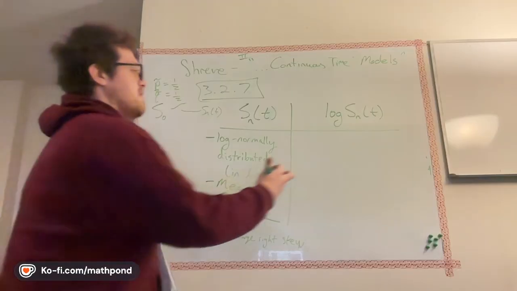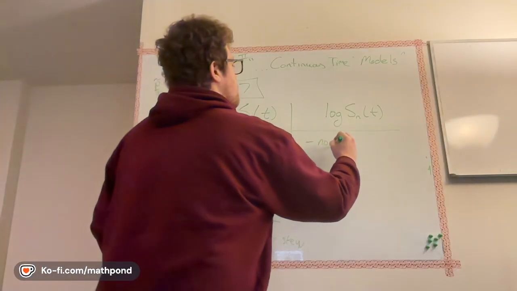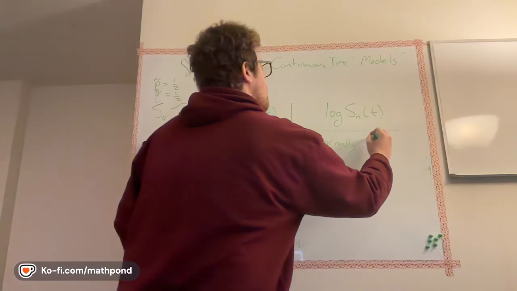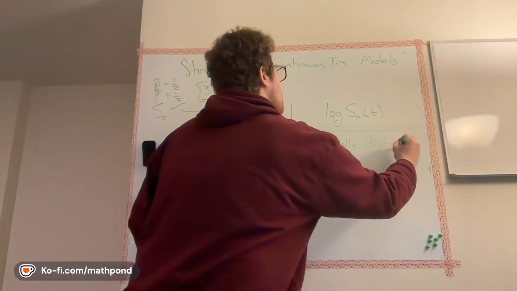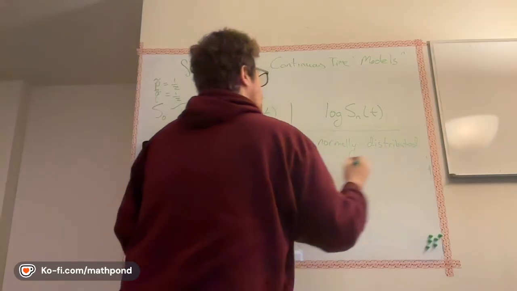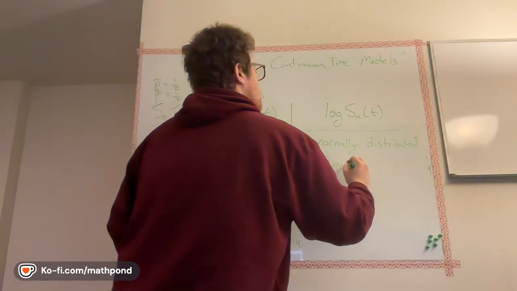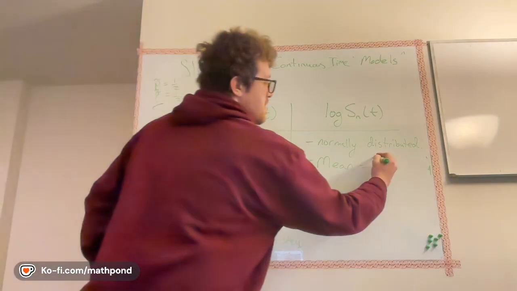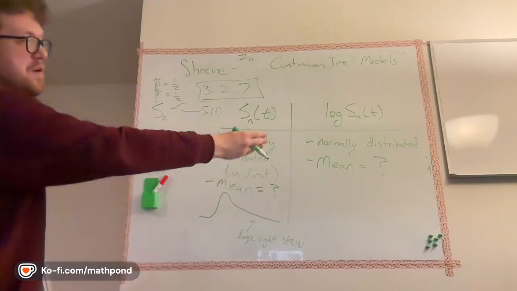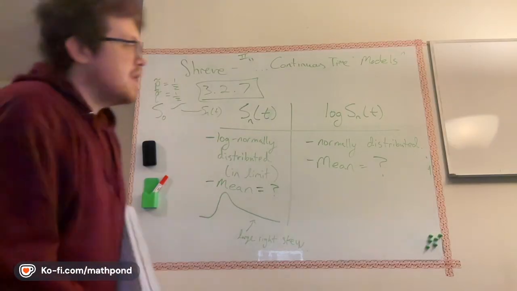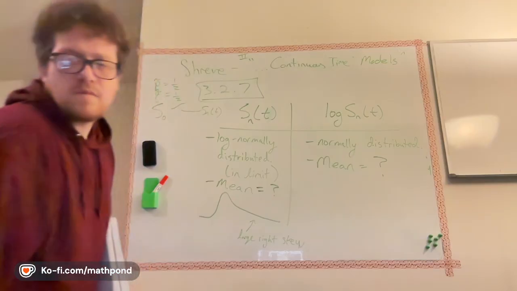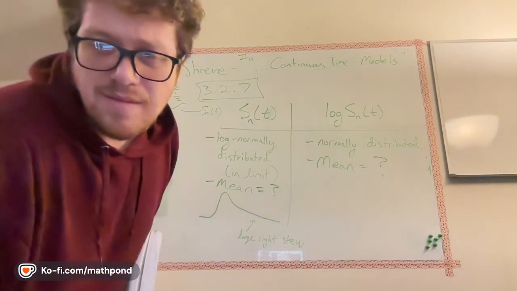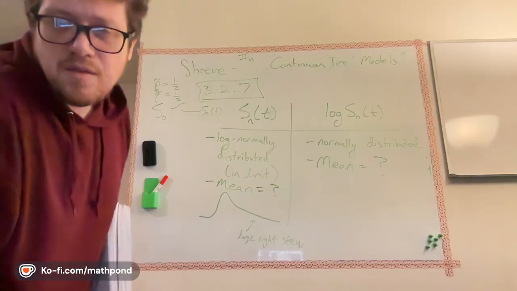And I'll just say over here we already said this was normally distributed, and we talked about the mean for a second. But what are the means for both of these? I guess I'll just ask both. Well, we already wrote it down for the last one.